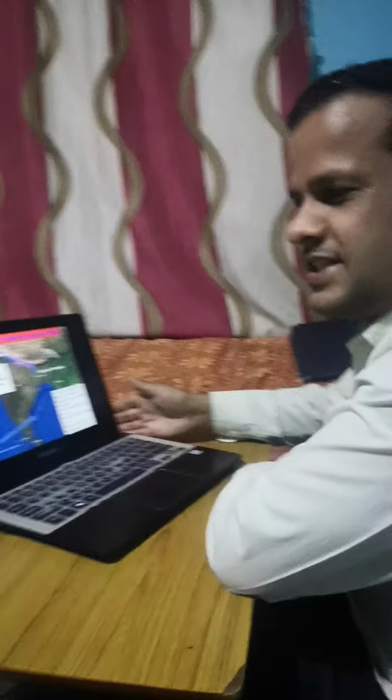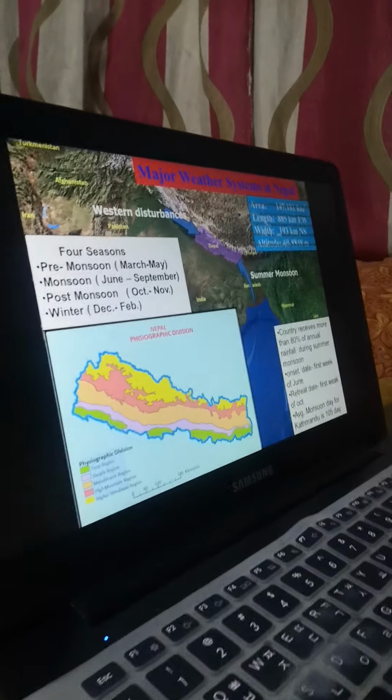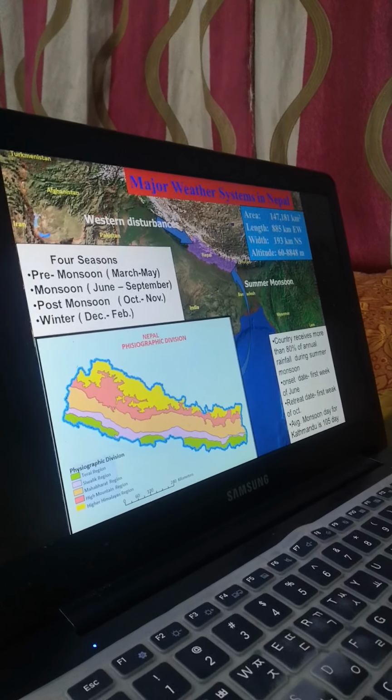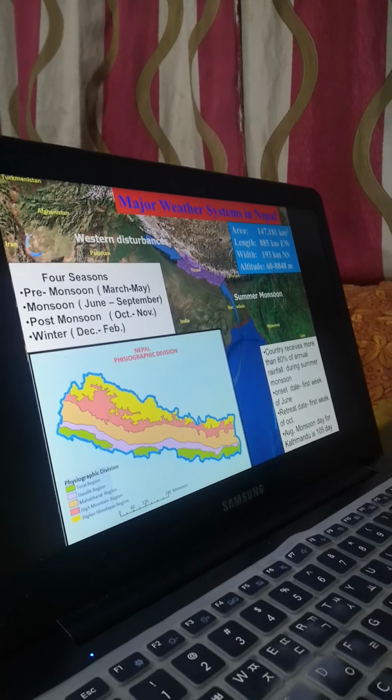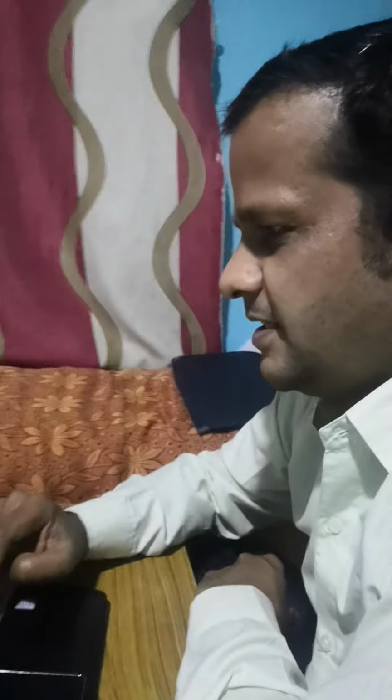And there are four seasons: pre-monsoon, March to May; monsoon, June to September; post-monsoon, October, November; and winter, December to February. This is the physiographical region. They are divided into five divisions. There is rapid variation in altitude, ranging from 60 meters to the height of Mount Everest.